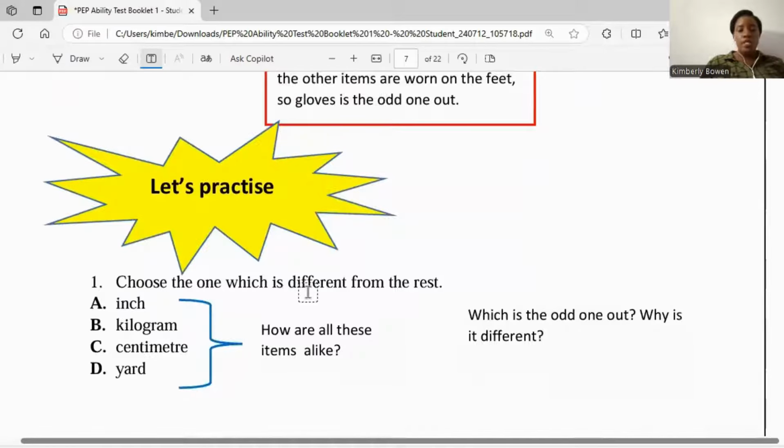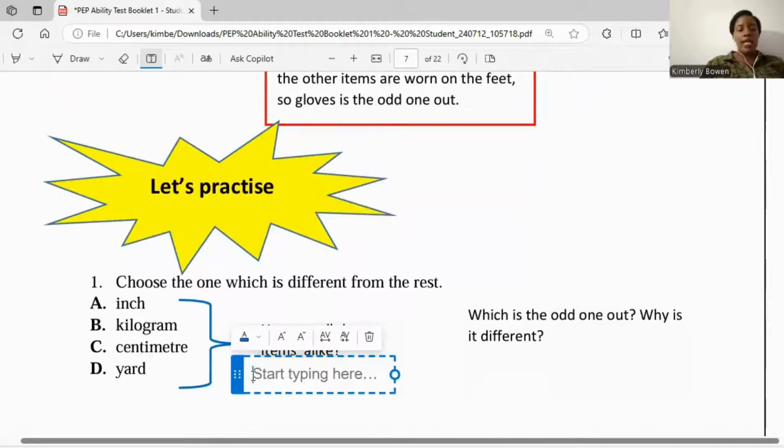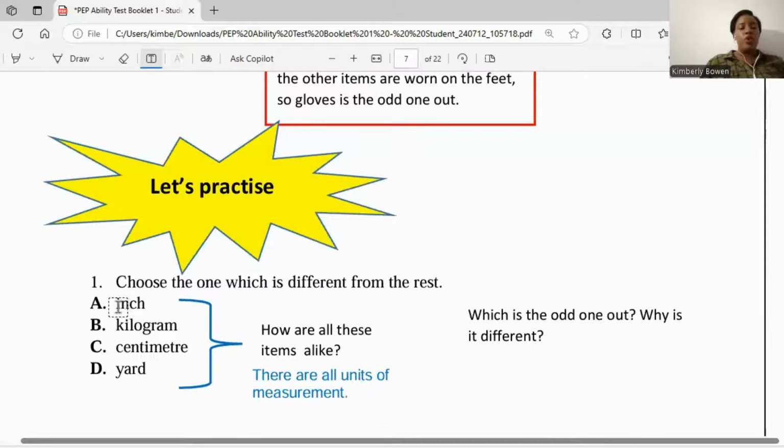Choose the one which is different from the rest. Let's first think about how these items are alike. All of these items are units of measurement. Which one is the odd one out? Let's look at them in closer detail. An inch is used to measure distance. Kilogram is used to measure weight. Centimeter is used to measure distance. And yard is also used to measure distance. I'm sure you figured the odd one out.